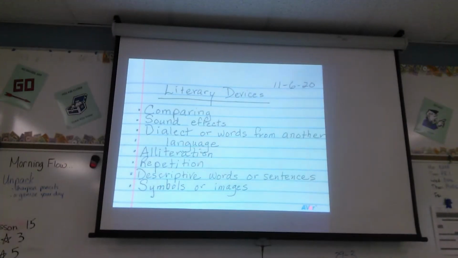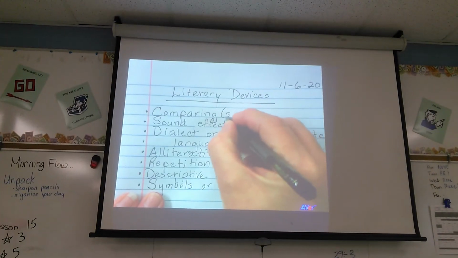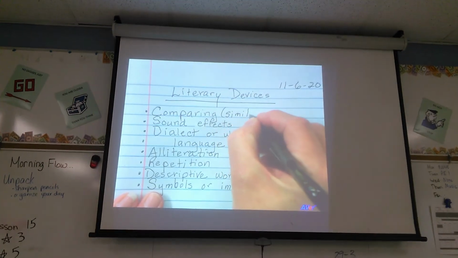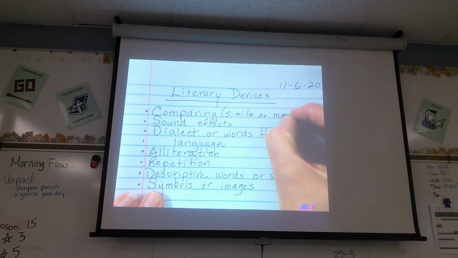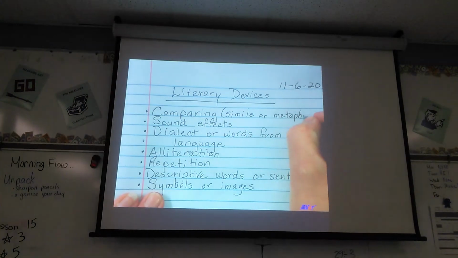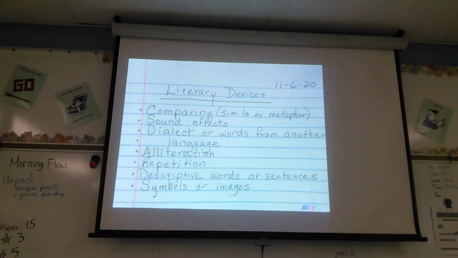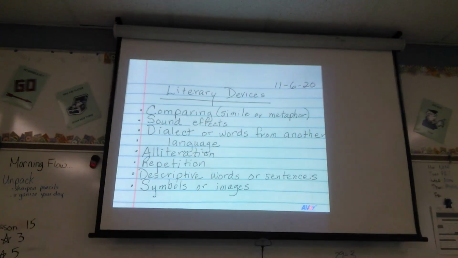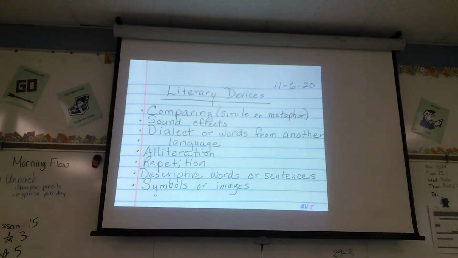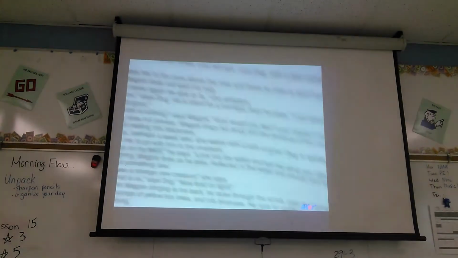Now, there are two ways that an author can compare something. An author can use a simile. An author can use a metaphor. Now, similes are easier to identify because the author compares something using the words like or as. Okay, and I'm going to cover this up for just a second so I can show you what we're talking about.